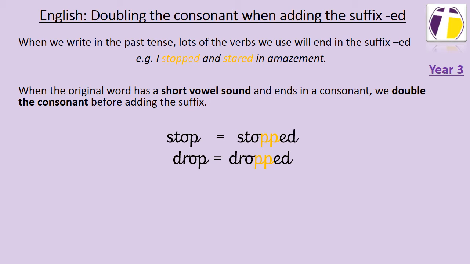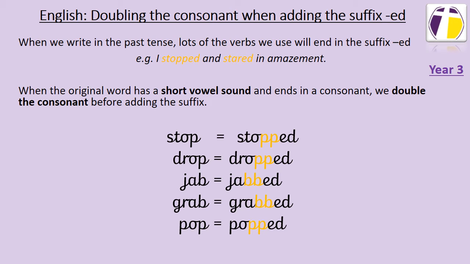The word drop is very similar. It has a short o vowel sound, so we double the p before we add the ed. The word jab has a short a vowel sound, so we double the b before we add the ed. So in jab we hear a, short vowel sound. Grab, very similar to jab, with that short a vowel sound, so then we double the b before we add the ed. Pop has a short o sound, which is a short vowel sound, so we double the p before we add the ed.